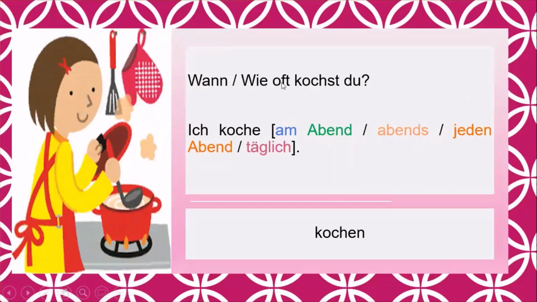Moving on. Again, wann or wie oft kochst du? When or how often do you cook? Kochen is a regular German verb. Ich koche am Abend. Ich koche abends. Ich koche jeden Abend. Or ich koche täglich. In the evening, evenings. So like every evening or daily.